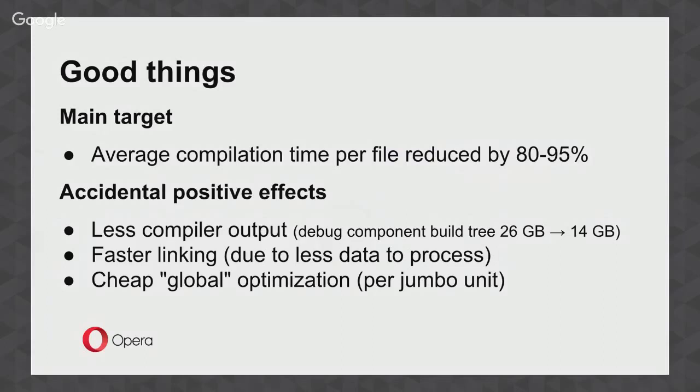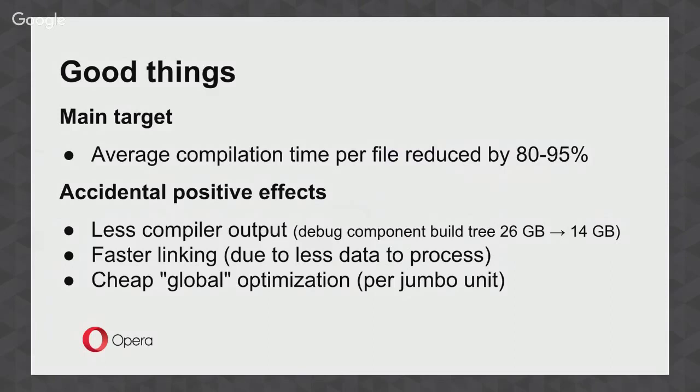But then we also had some accidental positive effects, things that we didn't plan for, but we learned during the way. The build trees shrunk a lot. Trees that used to be 20, 30, 40 megabytes were suddenly much smaller. Suddenly I could fit more build trees onto my disk, and it just worked. And I didn't really realize at first, but it was Jumbo that did this.